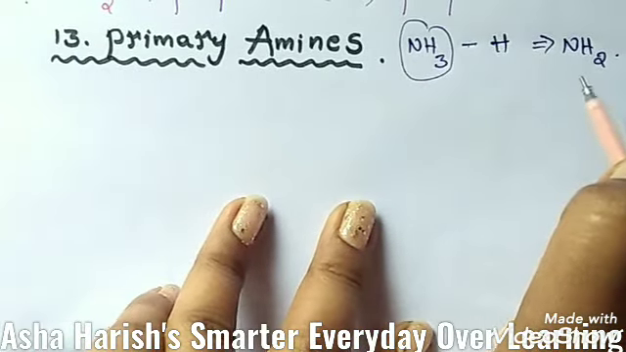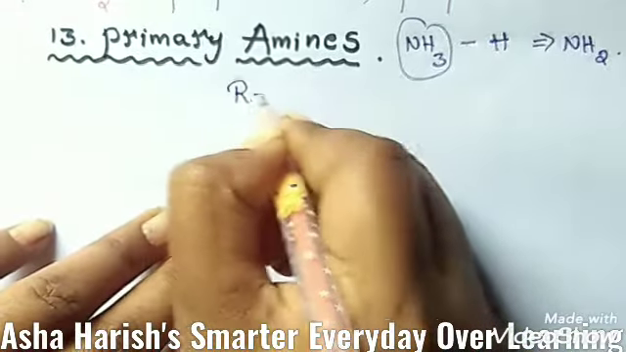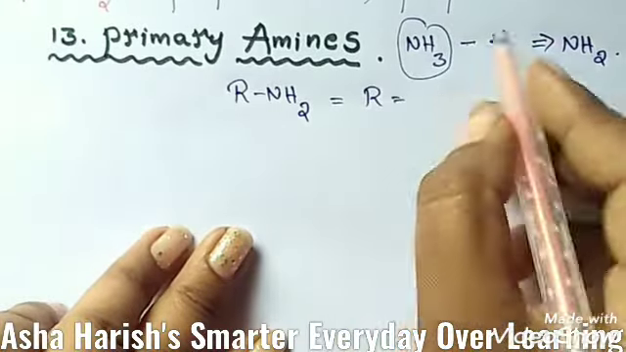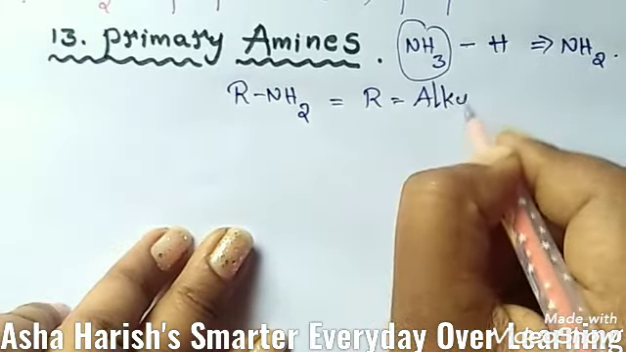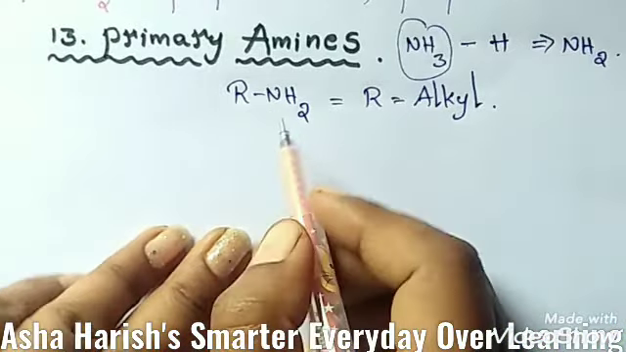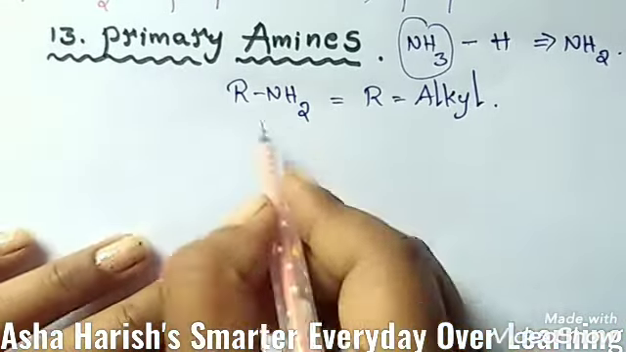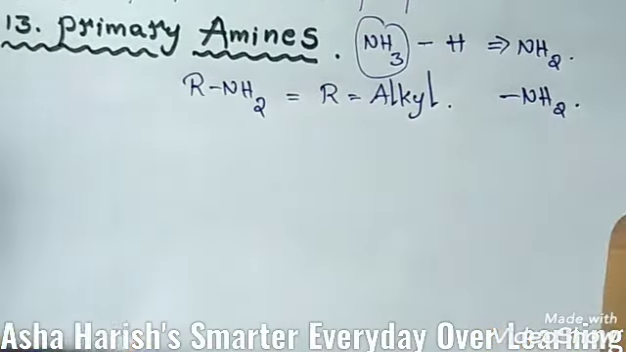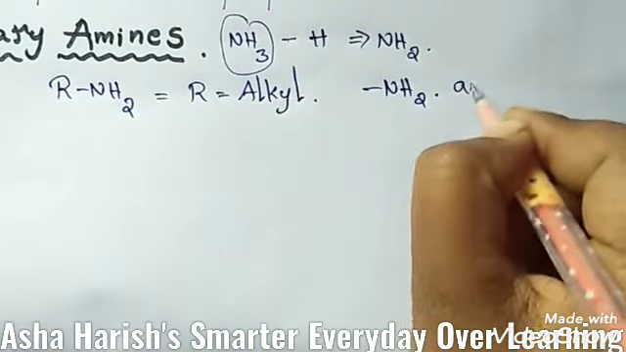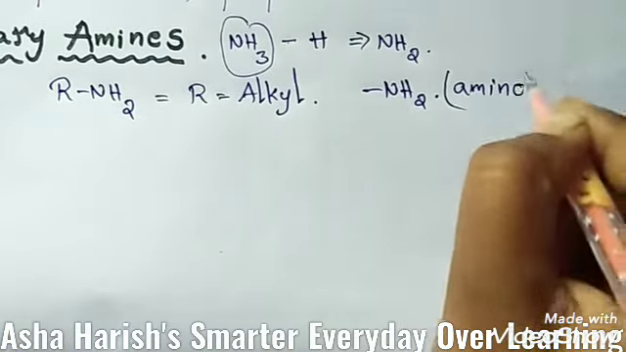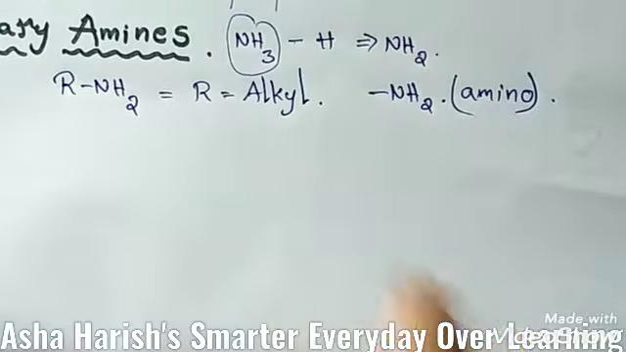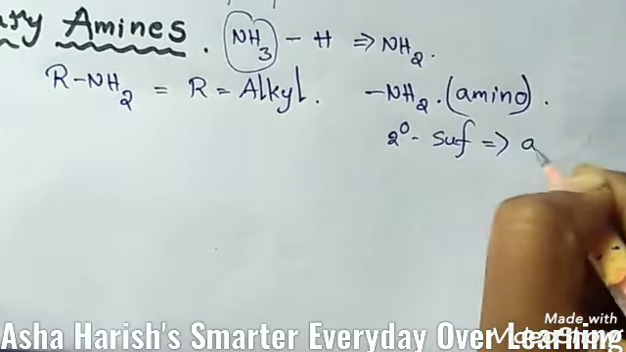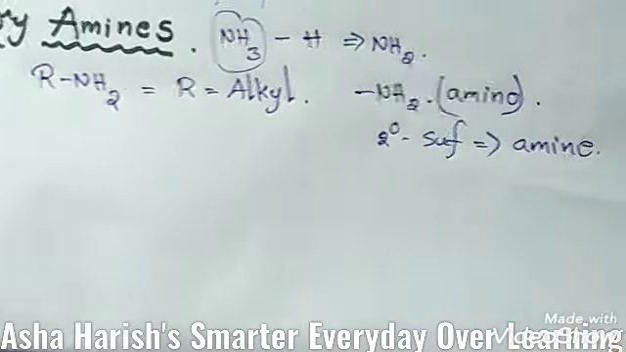Let's see the general formula for these students, RNH2, where R is equal to an alkyl group; any alkyl group you can represent in the place of R. And what is the functional group here? Same, just like this, NH2 simply. This is amino. The word amino is the functional group here. The secondary suffix you have to add for this should be amine. Amine is the secondary suffix.